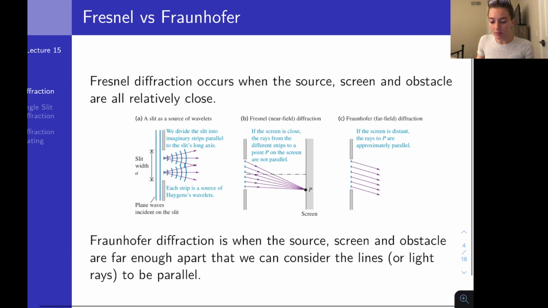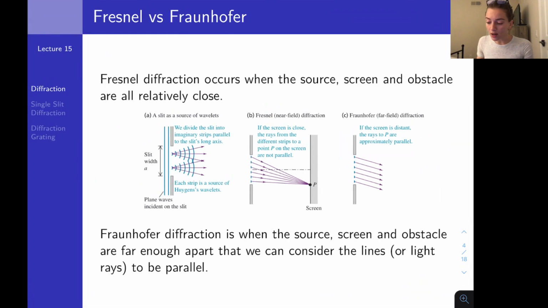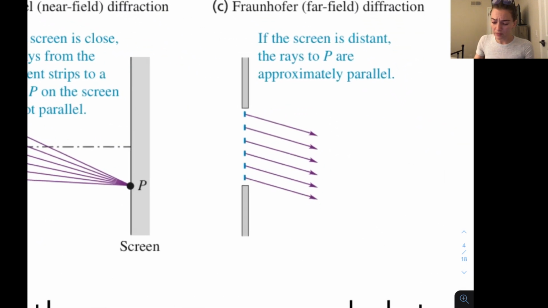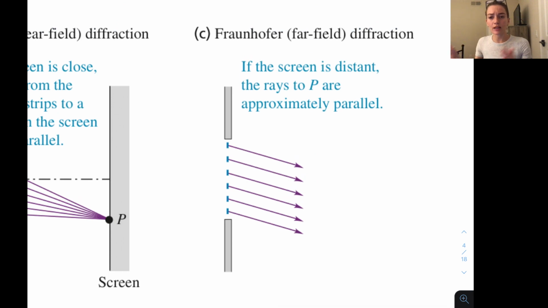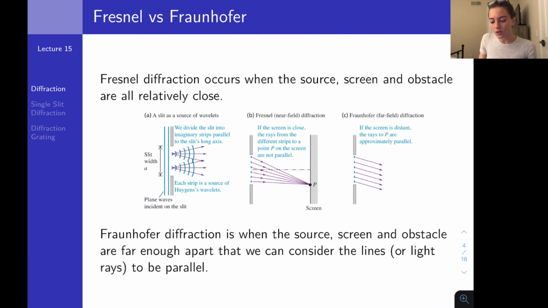Now, the other type of diffraction is called Fraunhofer diffraction, and that's where the screen and the diffraction slit are very far apart, so that when you zoom in, it essentially looks like these rays are all parallel. So that's what we want, because trying to derive or solve for these diffraction patterns, where the light spot and the dark spot are, without making that approximation is very hard.